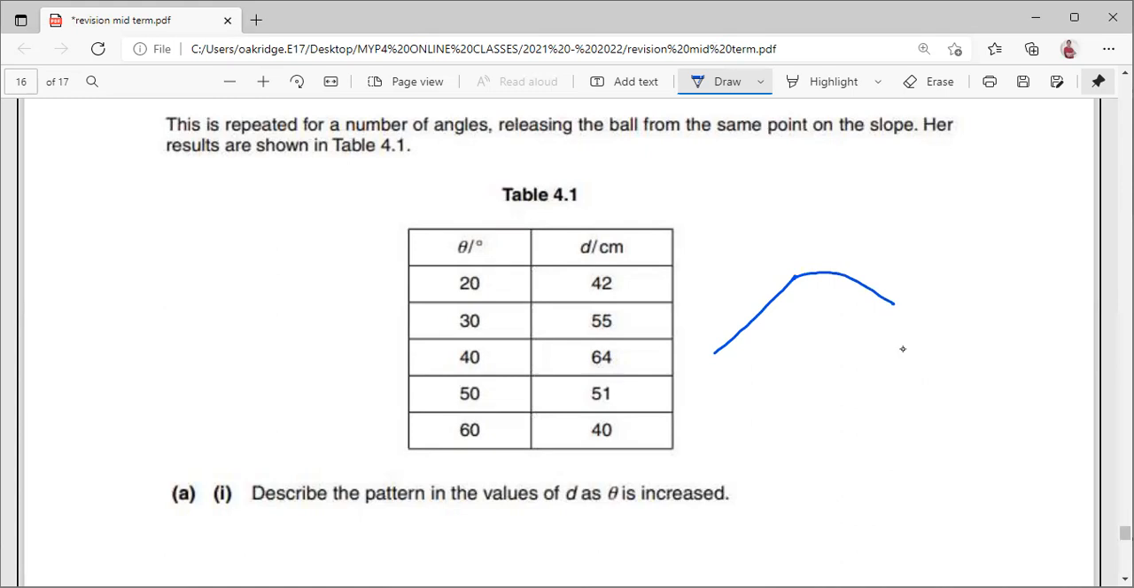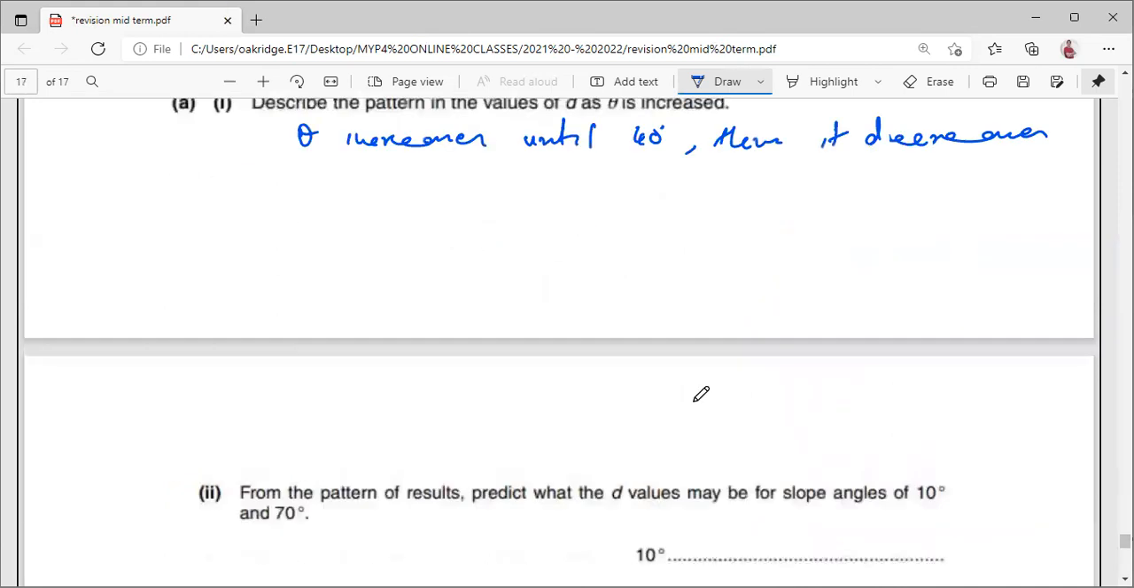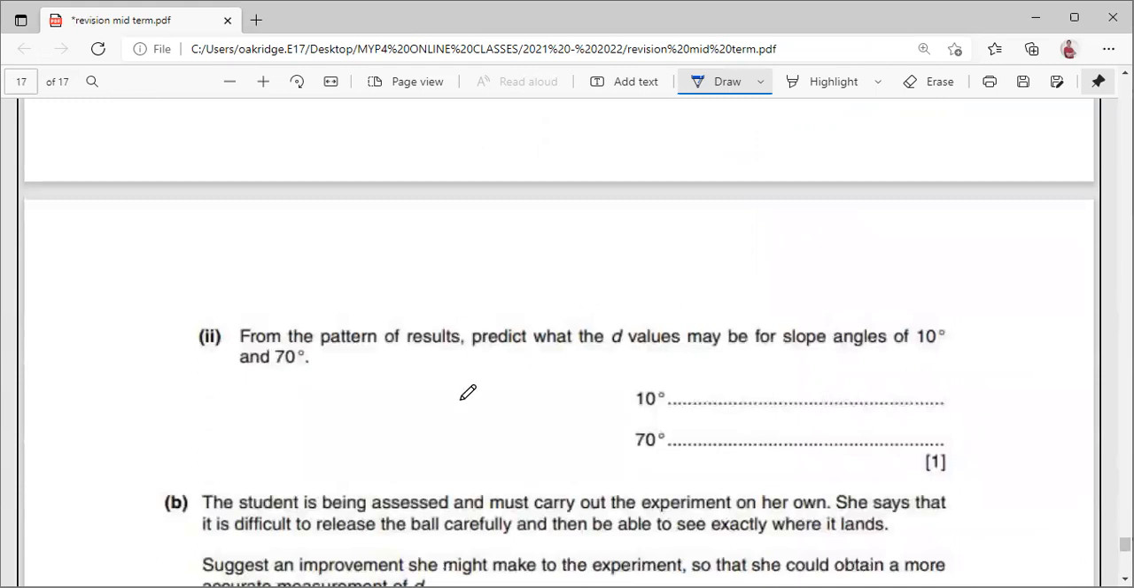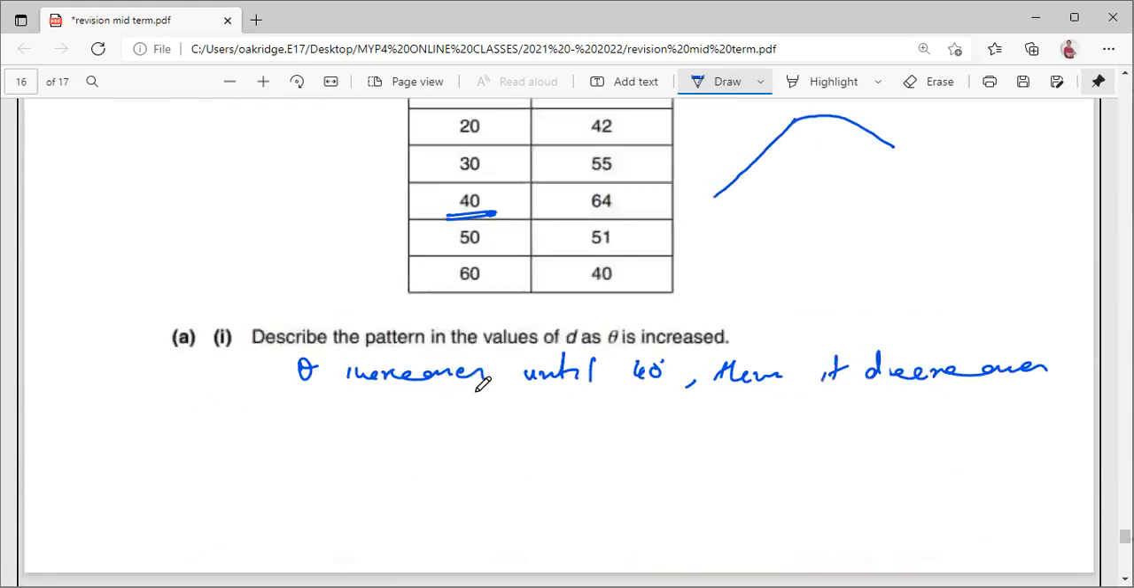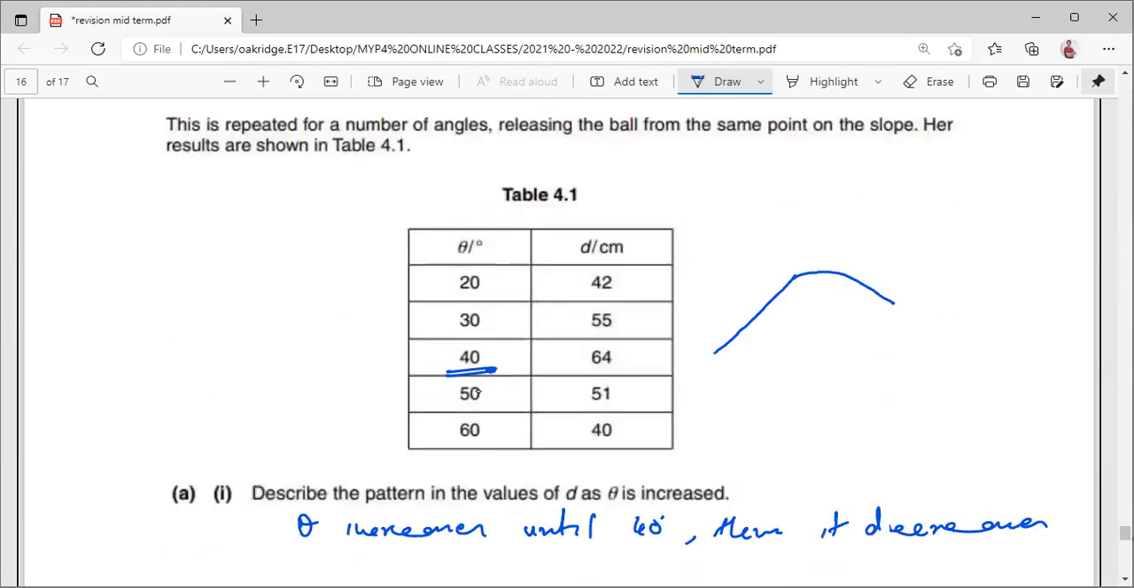Okay. So you can say d increases as theta increases until 40 degrees. Then it decreases. Whatever is your observation, you need to mention that. From the pattern of results, predict the values of D for slopes of 10 degrees and 70 degrees. You need to determine what could be for 10 degrees and what could be for 70 degrees.